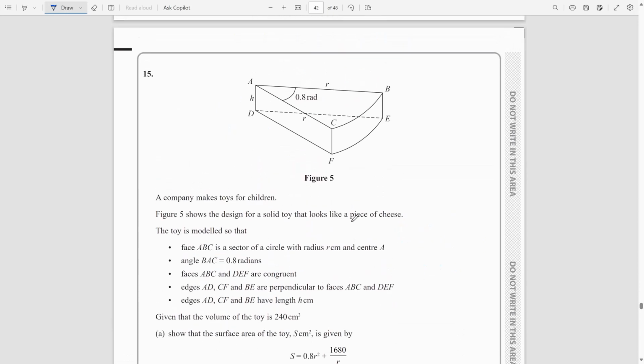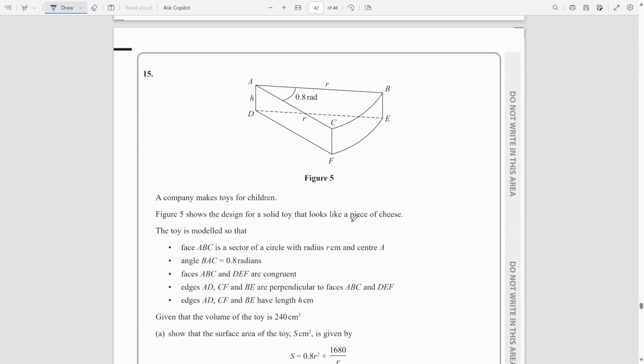Okay, question 15. A company makes toys for children. Figure 5 shows the design of a solid toy that looks like a piece of cheese. Oh, how wonderful. The toy is modelled so that face ABC is the sector of a circle with 0.8 radians as the angle inside there. It's got a radius of r. Faces ABC and DEF are congruent.